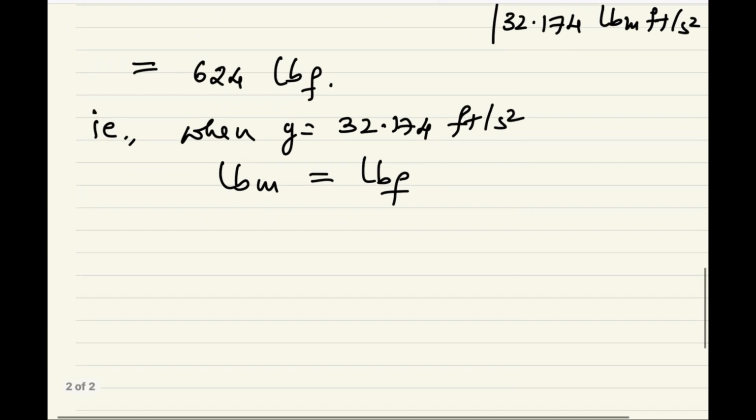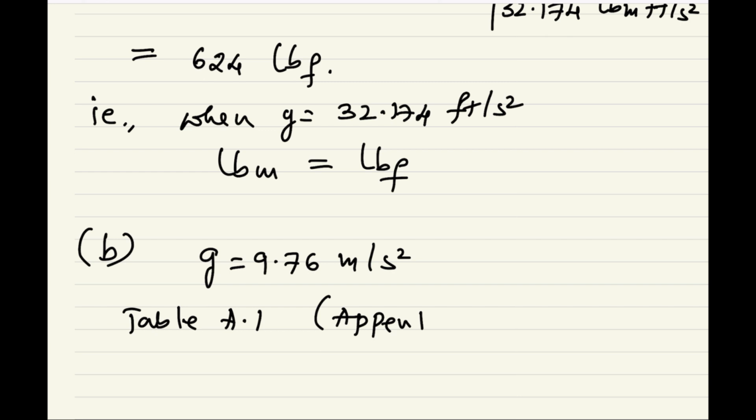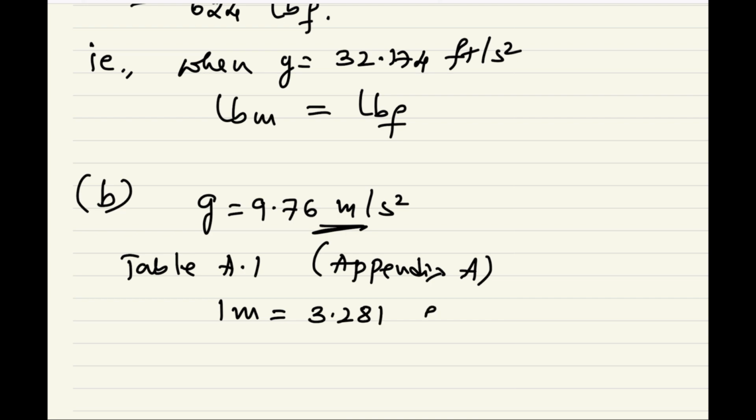Let us move to the next section. It is asked, somewhere above the earth surface where g is equal to 9.76 meter per second square, a little lesser than the regular normal value, 9.8. Let us see what would be the lb mass and lb force. Go to table A1 in appendix A. Because the given unit is meter, we need to convert it into feet: 1 meter is 3.281 feet.